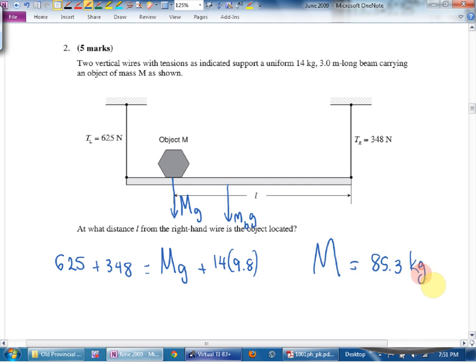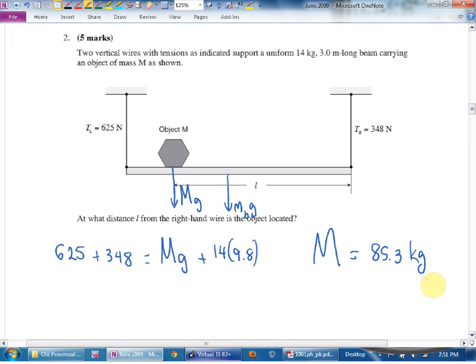That helps me now. Now I can solve this with torques. Where am I going to put my pivot? I could put it anywhere I wanted to. I could put it here, here, here, or here. Although since they gave me this L here, I'll put it right there, and that way I'm solving for L directly. I would write the sum of all the torques clockwise in this direction equals the sum of all the torques counterclockwise in this direction.